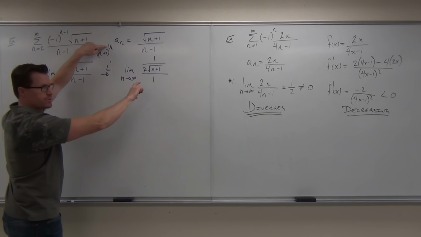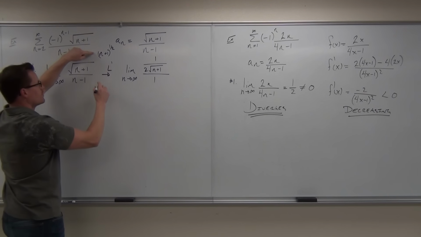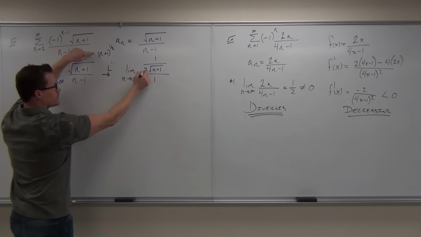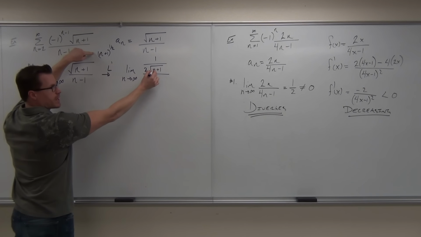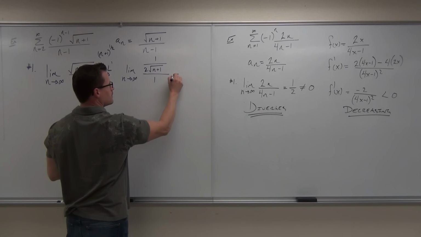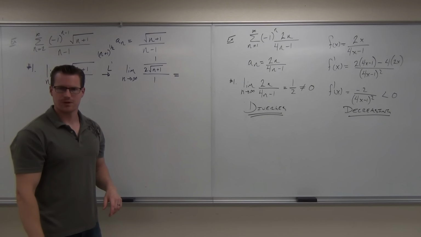That's over a square root. So if I did a derivative, you'd get the 1/2, here's the n plus 1 to the negative 1/2. Now, let that go to infinity.